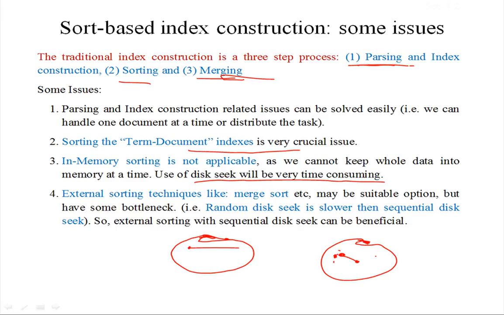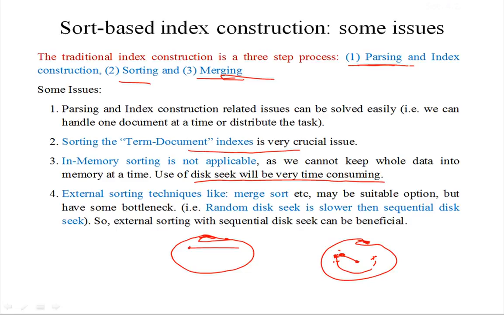So data may not exist in a sequential fashion, and that will require sorting or disk seek based operations. If data exists at this point and this point, then it requires a complete rotation instead of just a recent sequential move. So it will be very time consuming, and if there exist several such operations for sorting, then the system will start paging and it will take a lot of time.